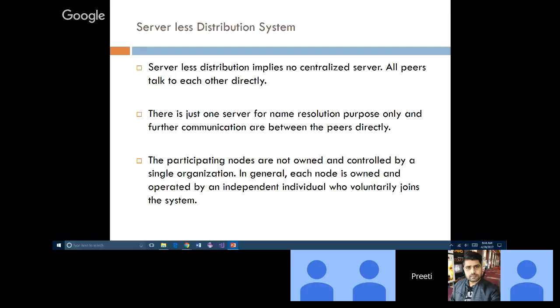Unlike client-server architecture, where we have a lot of clients and one server who will be handling a lot of functionality, delegating the resources, delegating the actions, in serverless distribution system we don't have any centralized server. Peers talk directly to each other, and in a client-server system, it is owned and controlled by a single organization, and each node is owned and operated by independent individuals who voluntarily join the system. So that's a little bit of description about what exactly a serverless distribution system is.